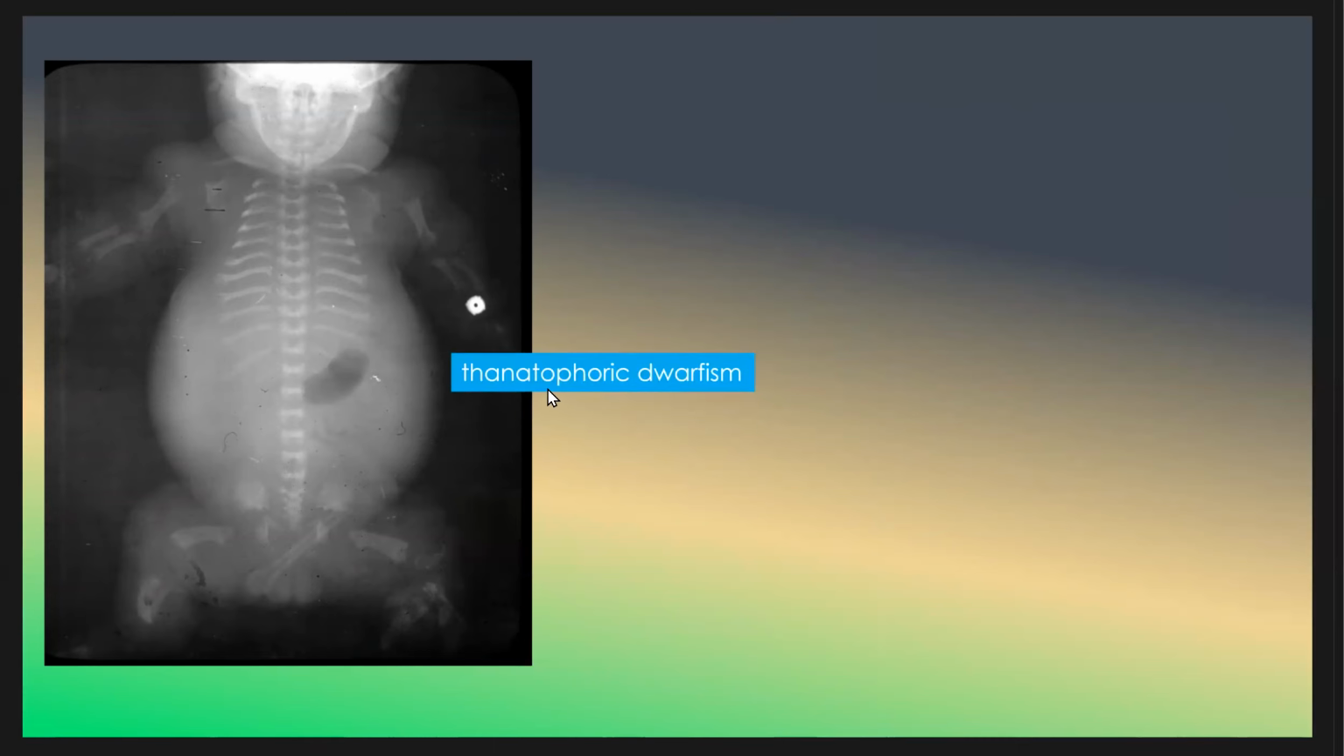This patient has thanatophoric dwarfism.